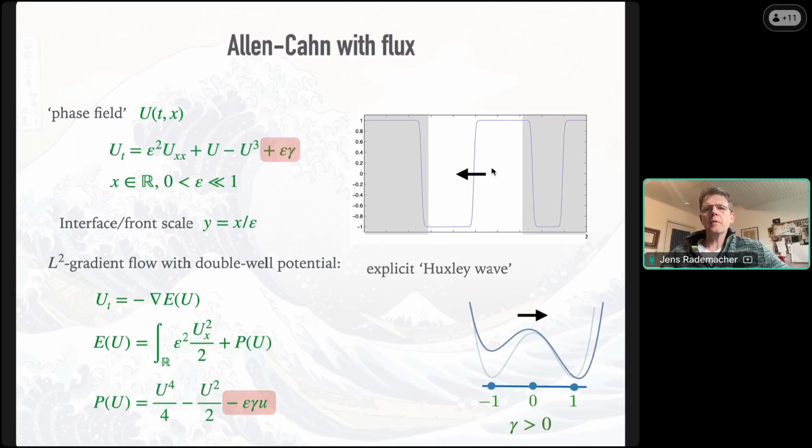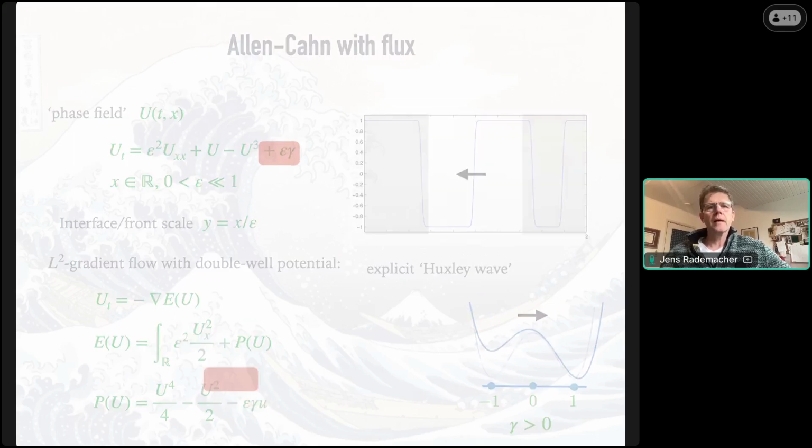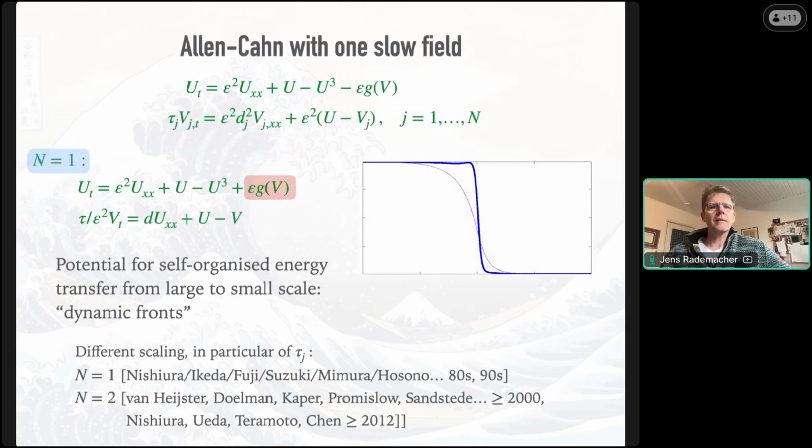And that means that if you have this single interface, you would expect, at least from this energy viewpoint, that the interface is moving to the left, because this here is energetically more favorable, the +1 state. And indeed, you can show this because there's an explicit solution in this case called the Huxley wave. But this energetic viewpoint is interesting and helpful because this is foreshadowing that this coupling that we are doing has the potential to generate something like this.